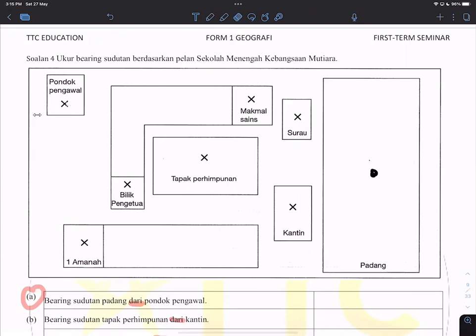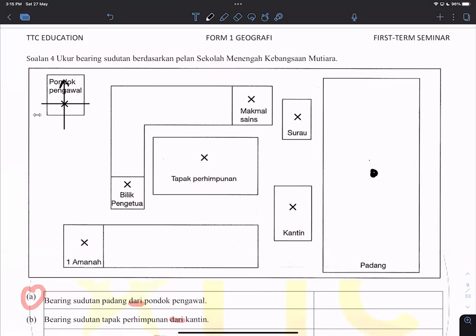So how to draw? You guys have the ruler, right? Make sure the ruler is aligned with the side, with the edge. Okay, so this is the bearing sudut for the arah mata angin. And then this one. Okay, luckily I'm using iPad. It tries to help me to automatically adjust the straight line.